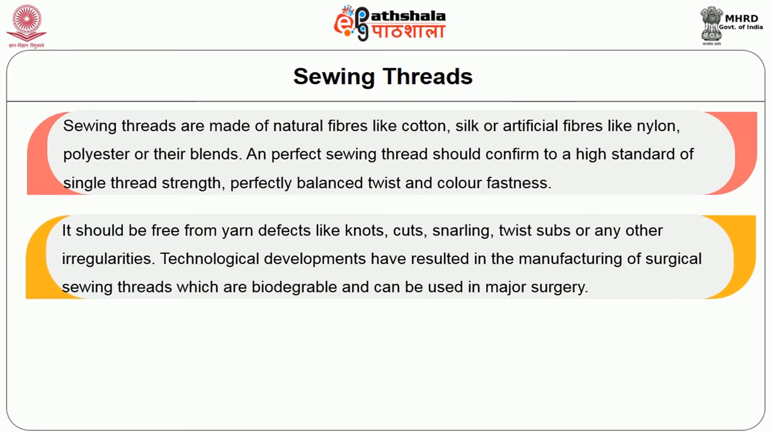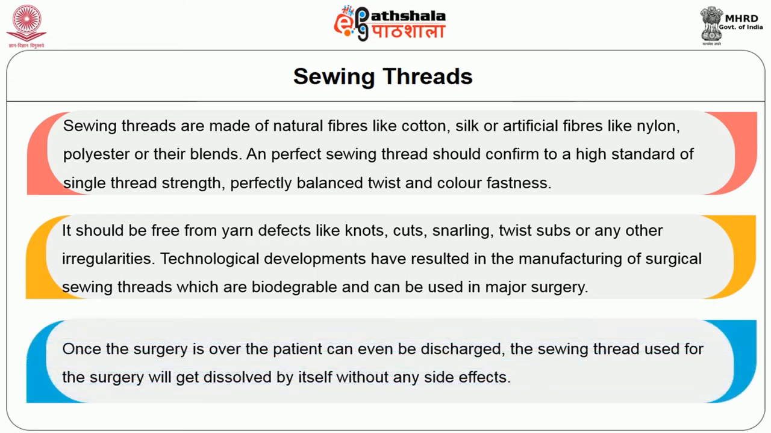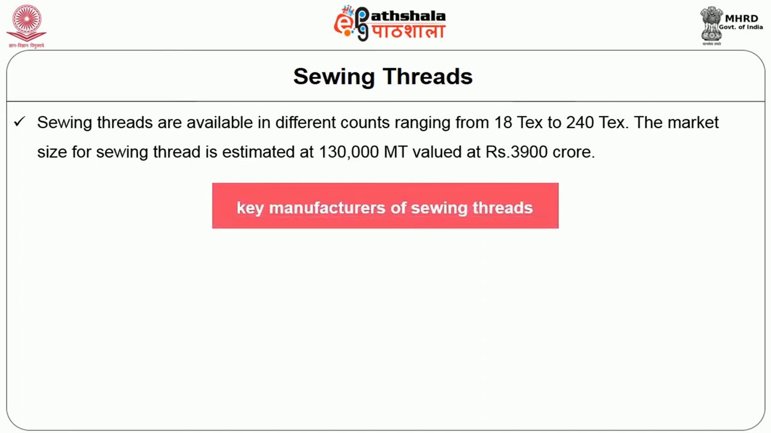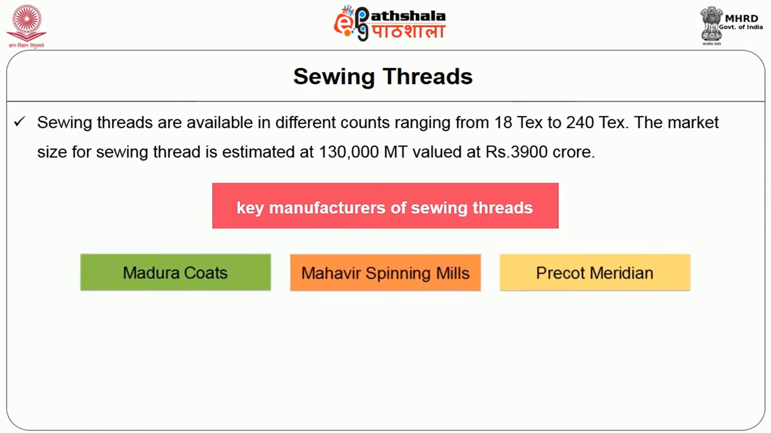Technological developments have resulted in the manufacturing of surgical sewing threads which are biodegradable and can be used for major surgeries. Once the surgery is over, the patient can be discharged and the sewing thread will get dissolved by itself without any side effects. Sewing threads are available in different counts ranging from 18 tex to 240 tex. The market size for sewing thread is estimated to be 1,30,000 MT, valued at ₹3,900 crores. The key manufacturers of sewing thread in the organized sector are Madura Coats, Mahavir Spinning Mills and Vardhman Threads.